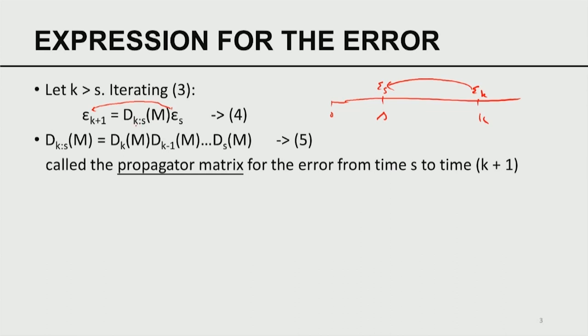D of k colon s of m is simply the product of the Jacobians evaluated along the trajectory from time s to time k. This matrix has a special name, it is called a propagator matrix. What does it do? It tries to relate the errors between two different instances in time. The propagator matrix is simply a product of the Jacobians.